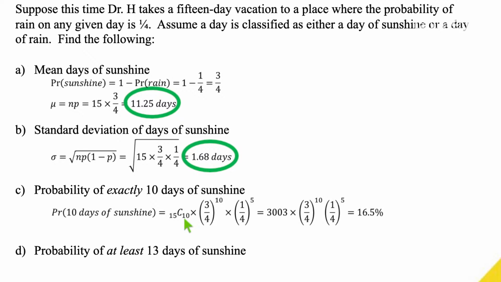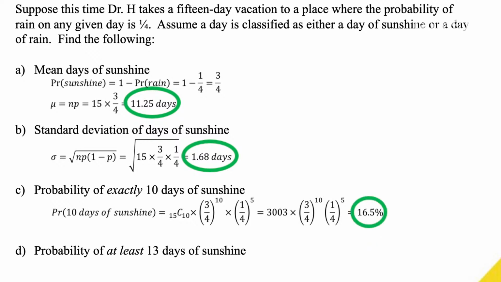Again, it's combination 15 choose 10 days of sunshine, to the power of the number of days of sunshine I want, probability of sunshine to the power of sunshine that I want, probability of rain to the number of days of rain that I want, and it comes out to be 16.5.